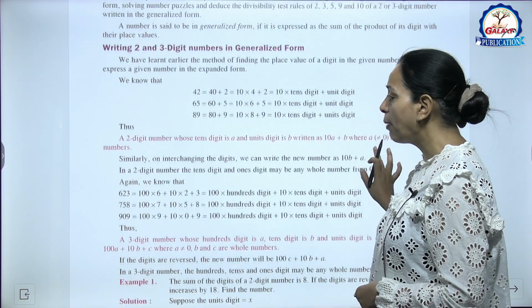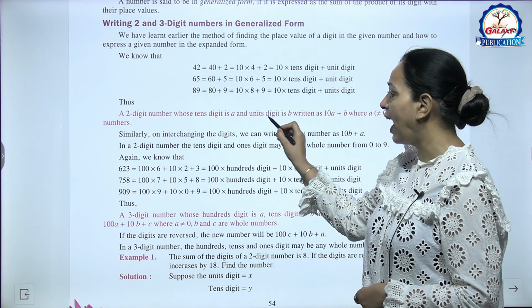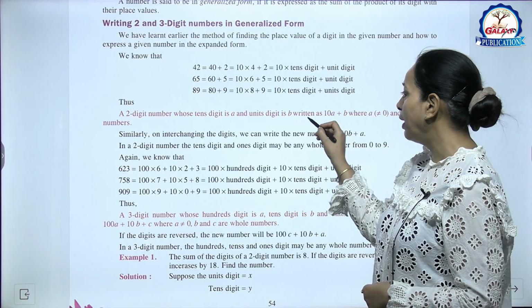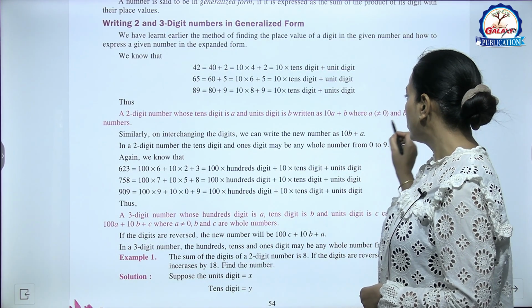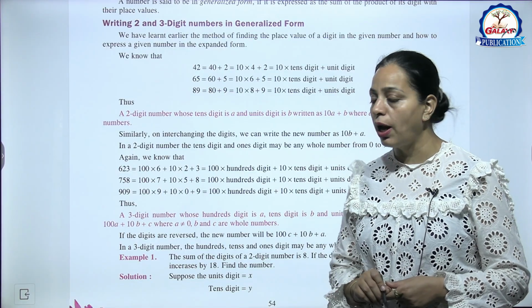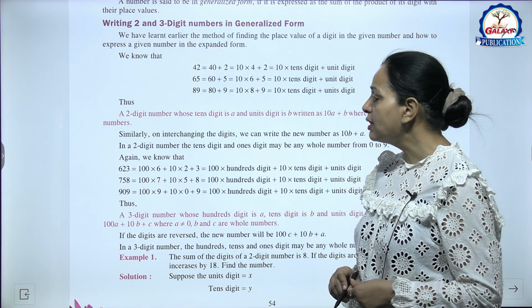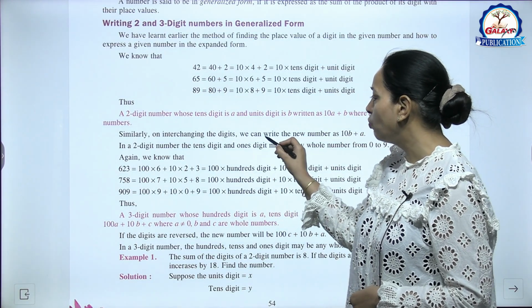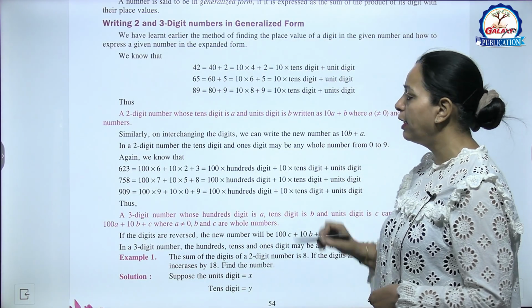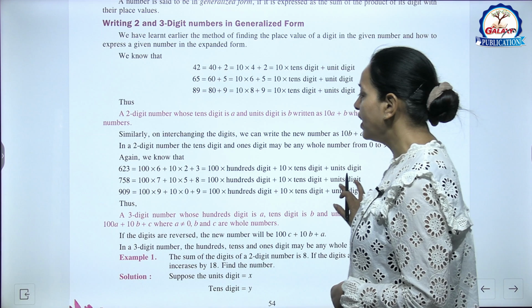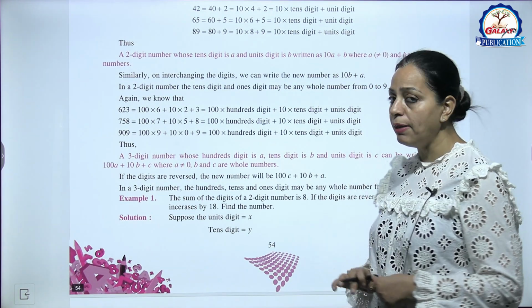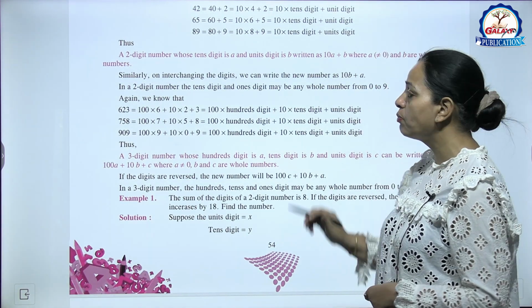So a 2 digit number whose 10's digit is A and unit digit is B can be written as 10A plus B, where A is non-zero and A and B are whole numbers. Now similarly, on interchanging the digits, we can write the new number as 10B plus A. So in a 2 digit number, the 10's digit and unit digit may be any whole number from 0 to 9.